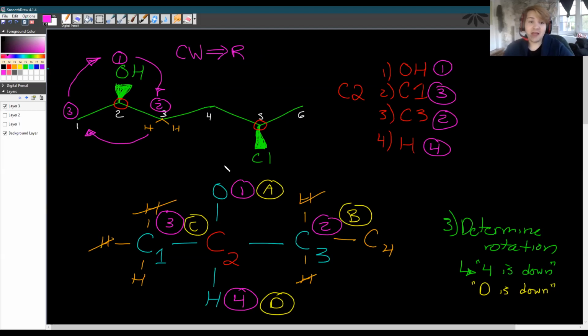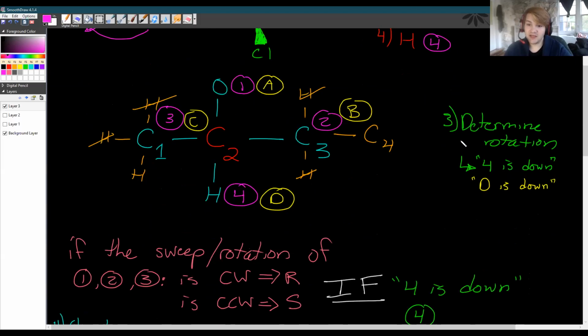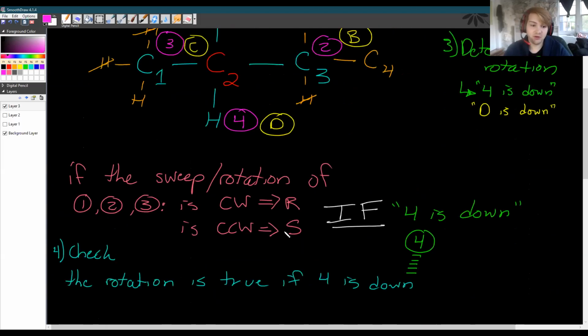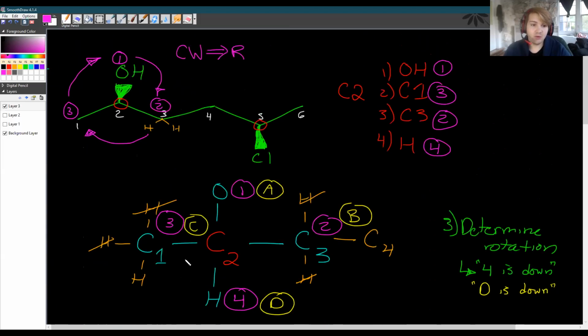Okay? So now we determine the rotation. We said if it's R or S, and now we have to look at the check. Okay. And what is the check? Well, we look at group four. Group four is that hydrogen. And if what we determine is that, oh yeah, group four is on the dash, so the rotation is true. And I like to put a big check mark right there. Or sometimes what I do is I do R becomes R, and I put a big check mark right over that.